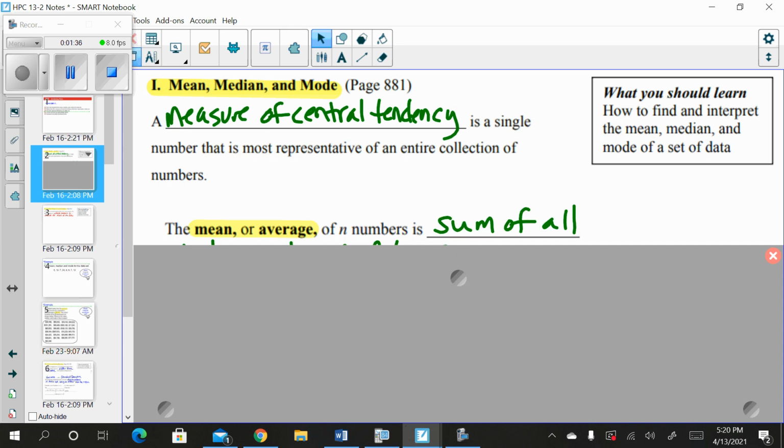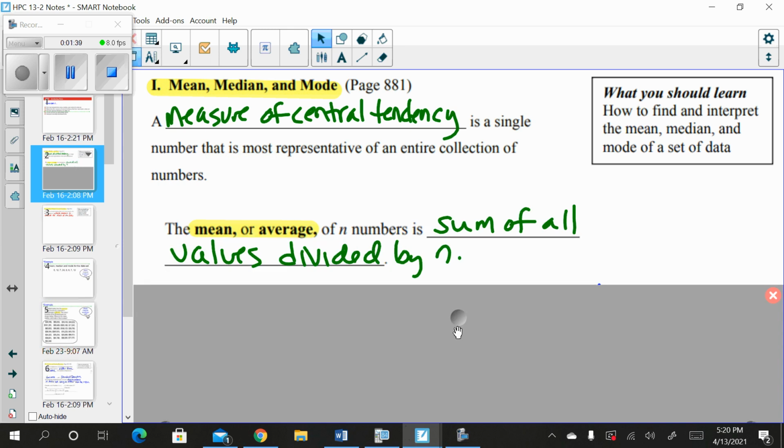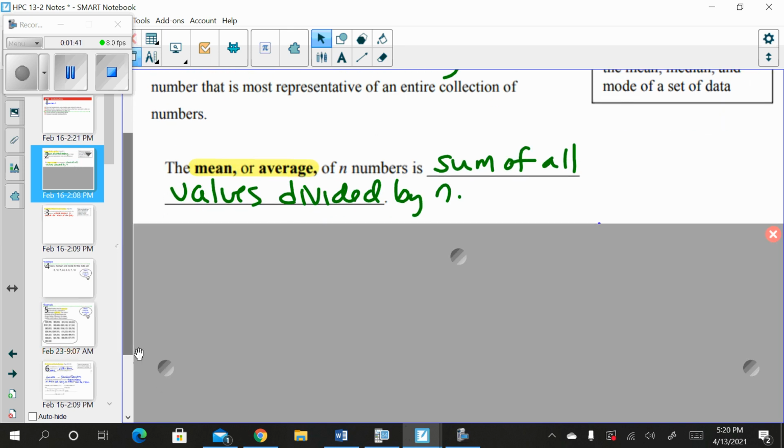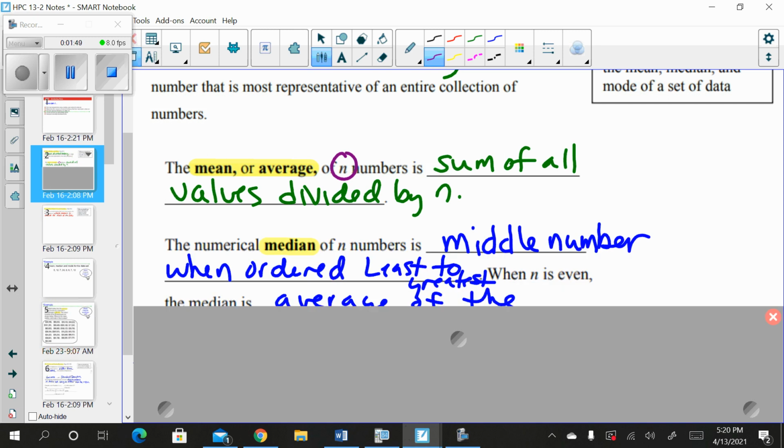All right, so let's start with mean. Another name for that is average. That's taking the sum of all the data values that you have and dividing by how many numbers are in your data set. So we're using the variable n to stand for the number of values in the data set, so divided by n. Median is the middle score.